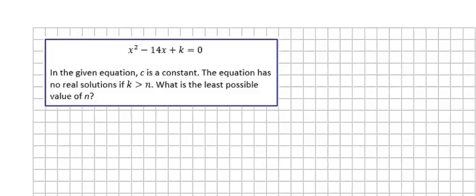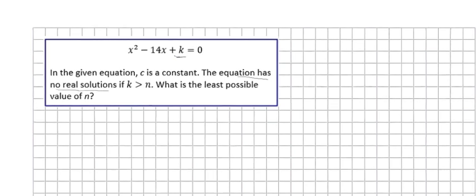Hello, my dear students. This question talks about the quadratic function, and this is a common question in the SAT exams. When you have the equation written with a strange letter like k, our task is to get the value of k, knowing that the equation has no real solutions.